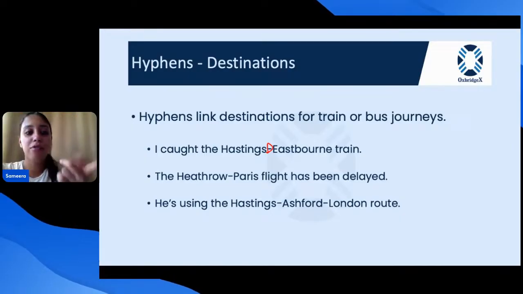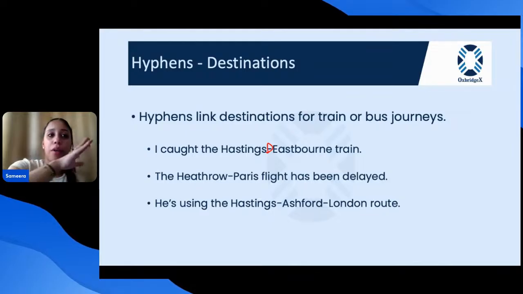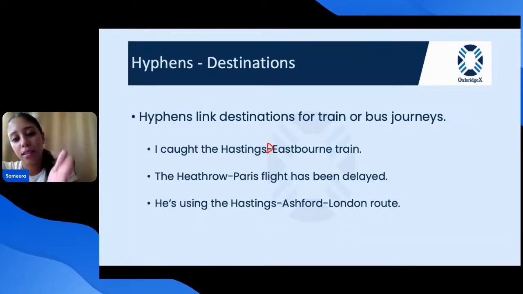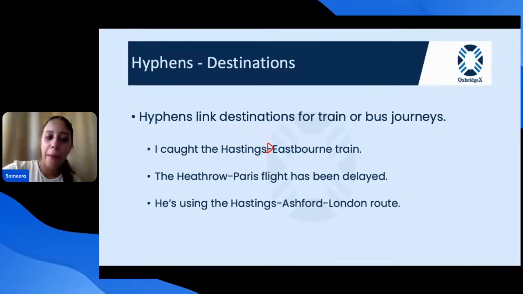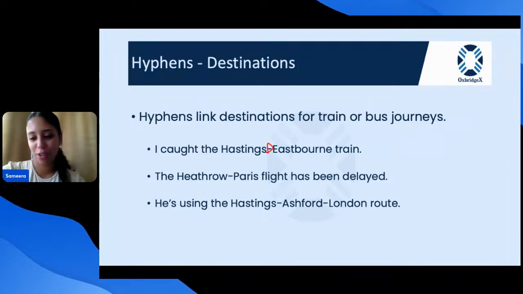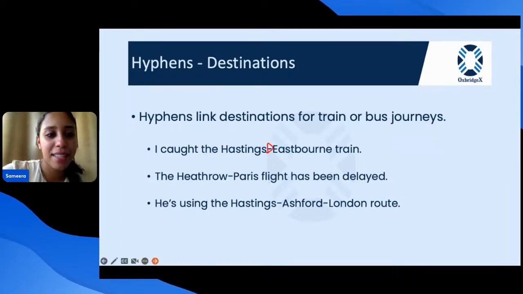So again, here the Heathrow-Paris flight has been delayed. Heathrow to Paris flight has been delayed. So the person's in Heathrow and they're going to Paris. Here, Hastings to Ashford to London. Saves us time rather than having to write, he's using the Hastings to Ashford to London route. That would look peculiar, which is why we would use a hyphen to separate that. Hopefully that makes sense, guys.